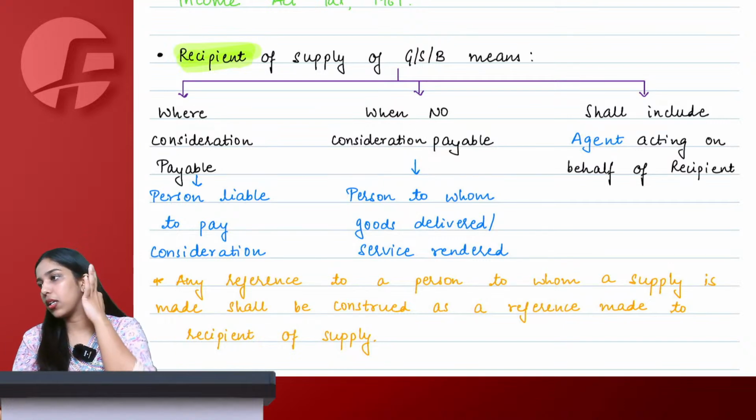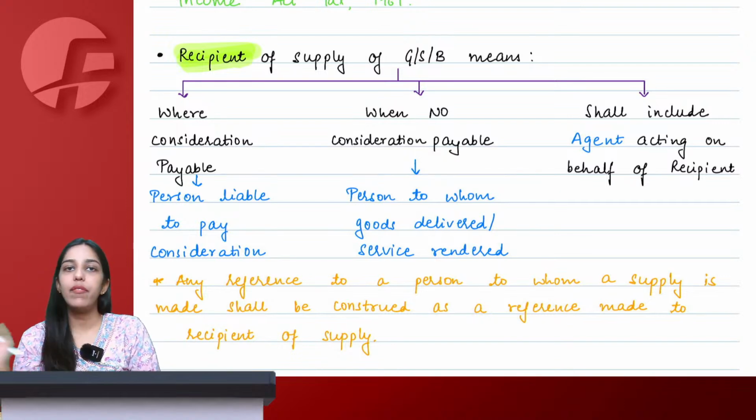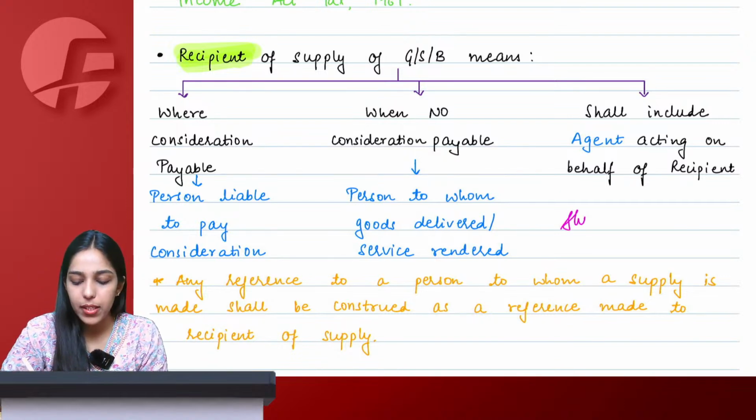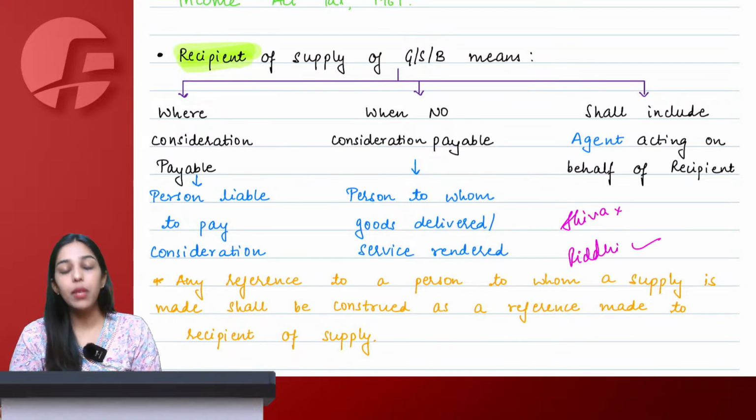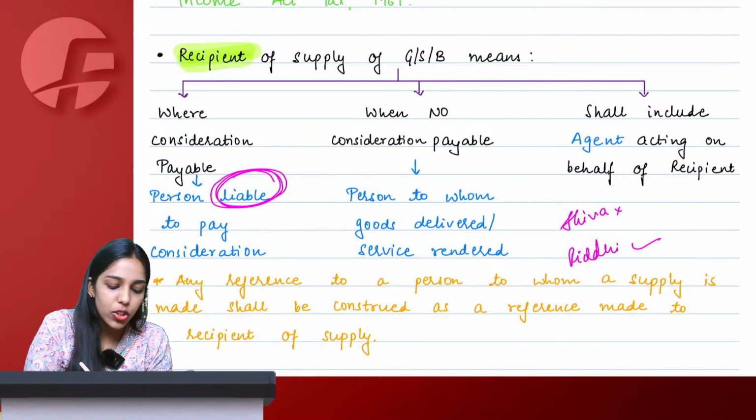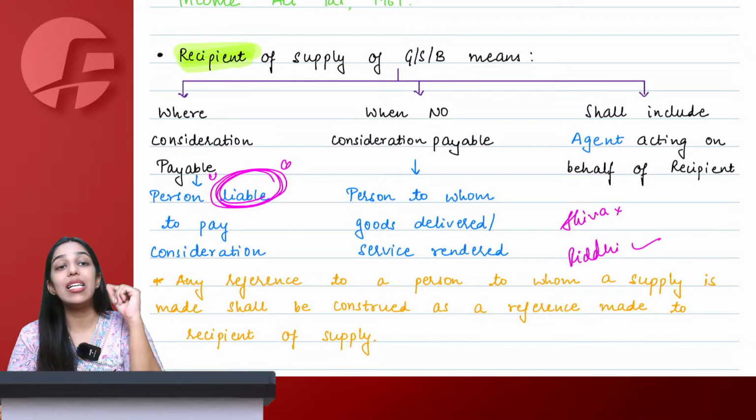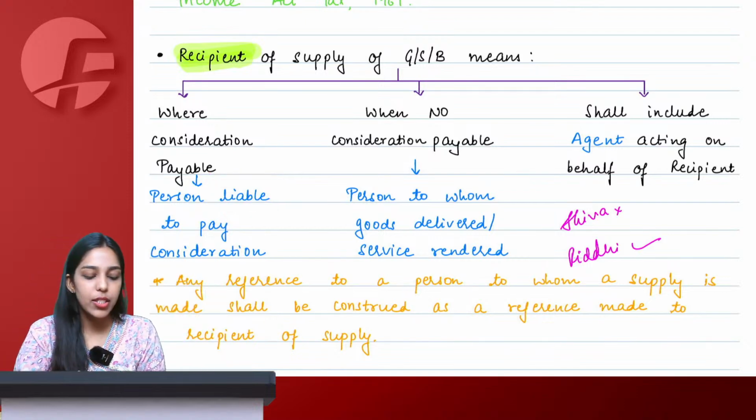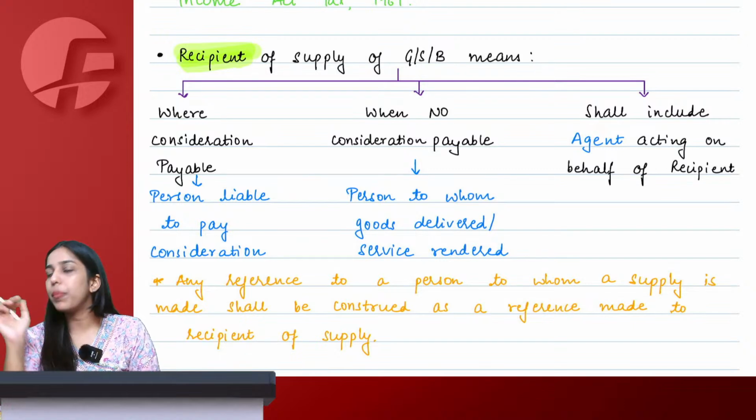But what I can see here is, majorly, except for 2-3 students, everyone has said that Shiva is not the recipient and Riddhi is the recipient here, because of the word liable. I was constantly highlighting that whenever consideration is payable, the person liable to pay the consideration is going to be the recipient. So one or two students who have not given the correct answer, I hope it is now clear to you.